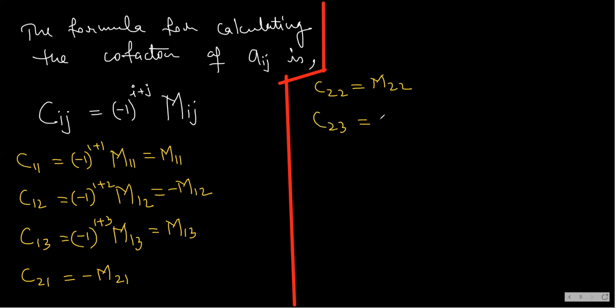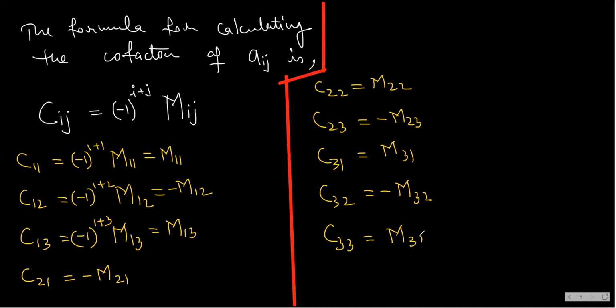C23. What is 2 plus 3? 5. So minus M23. Then C31. After 2, 3, it is 3, 1. It is M31 because 3 plus 1 is 4. So C31 will be the same as minor M31. Then C32. The cofactor 32 will be negative of minor 32 because 3 plus 2 is 5. 5 is odd, so if it is odd, then put a negative sign. C33. 3 plus 3 is 6. That is even, so it is the same as M33.